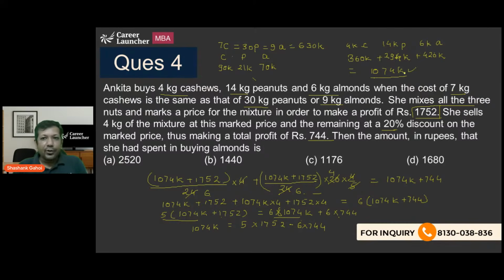Now, once you get the value of k, you can directly calculate how much amount she is spending in buying the almonds. That should be 420k, right? So you can directly get the answer like this.